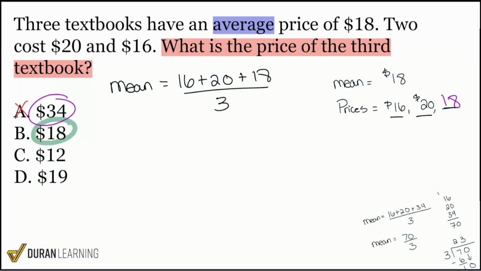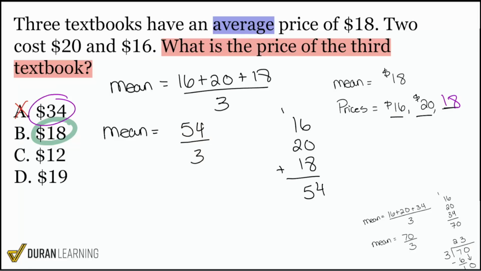My party people, here we go. 16 plus 20 plus 18. What's that going to give us? 6 plus 8, that's going to give us 14, carry the 1. And then we have 1 plus 1 is 2, then plus another 2 is 4, and then plus that 1 is 5. So what we have here is 54. And then we're going to divide that by 3.